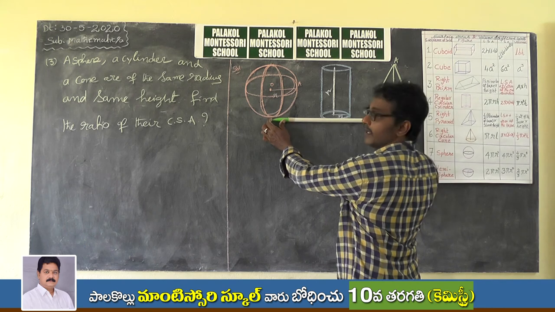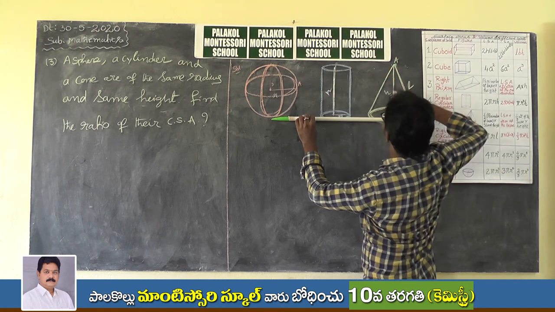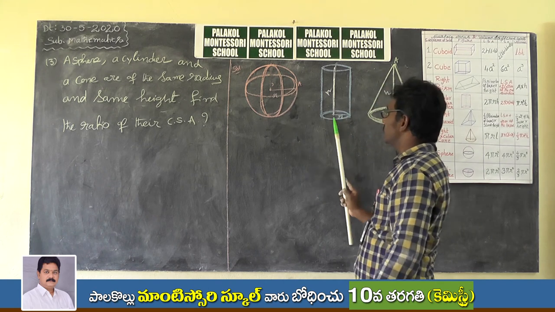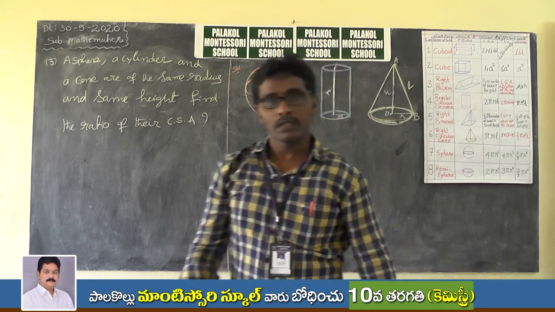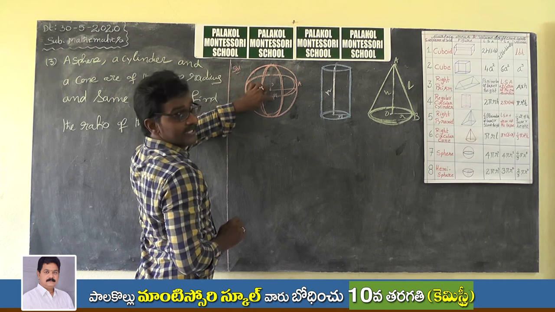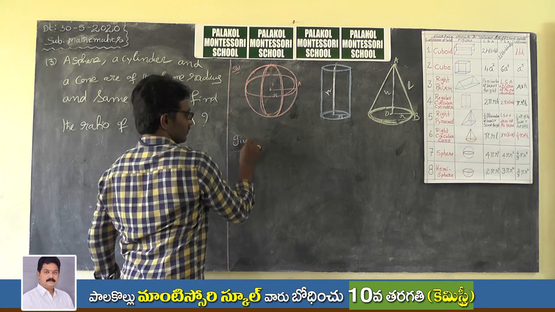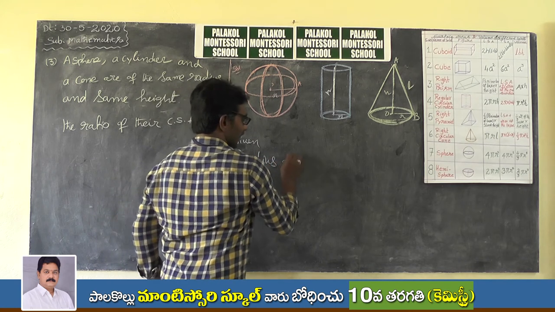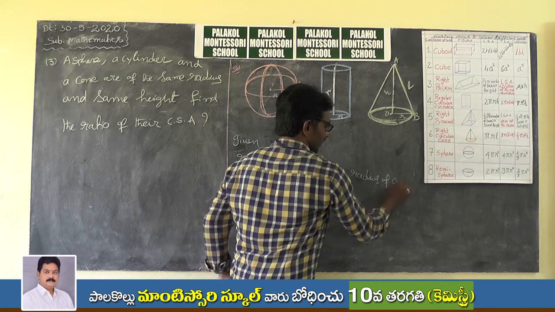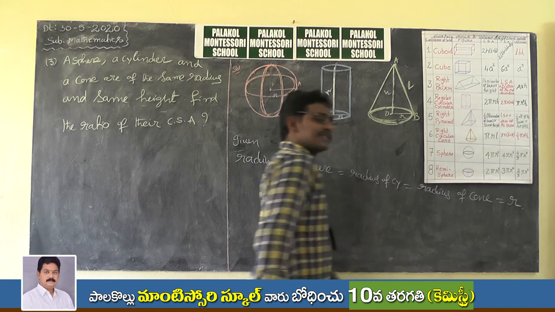These three are the same height. Observe the same height, how much height is this one? The same height this one, the same height this one. So the three solids are the same height. And how much radius is the sphere? The same radius is also the cylinder and the same radius is also the cone. Okay guys, now first I write that one. Solution. Given, radius of the sphere is equal to radius of the cylinder is equal to radius of the cone.